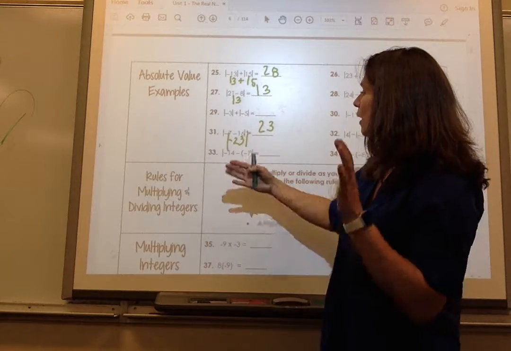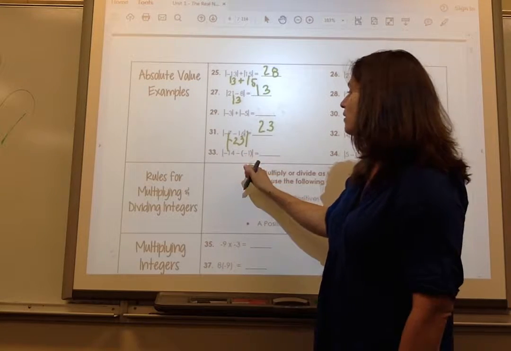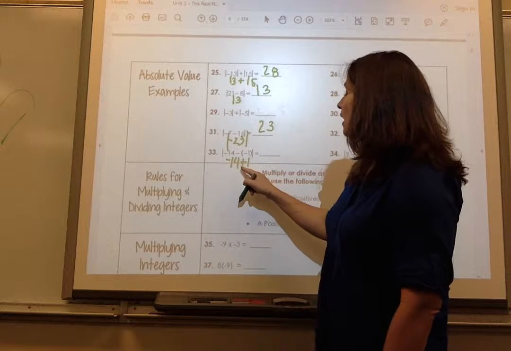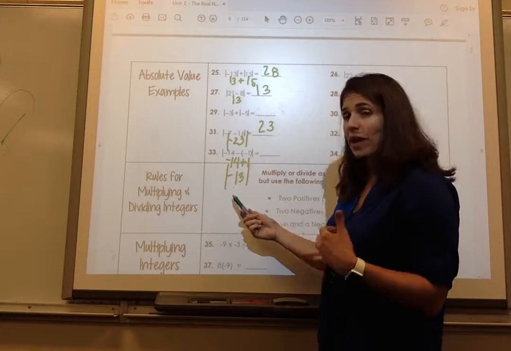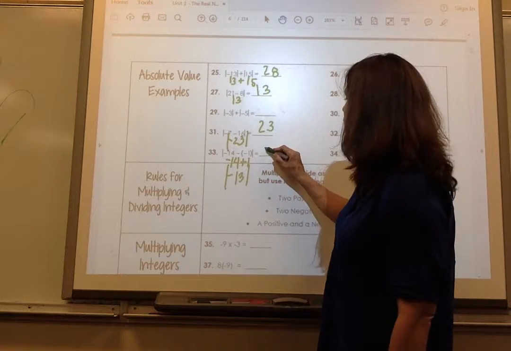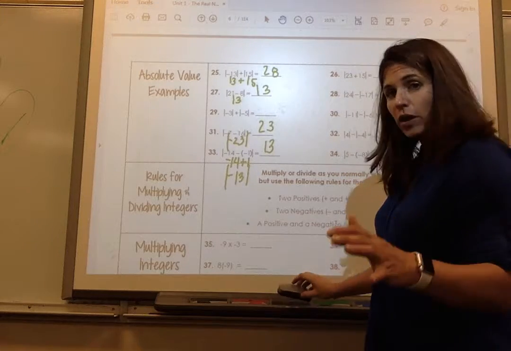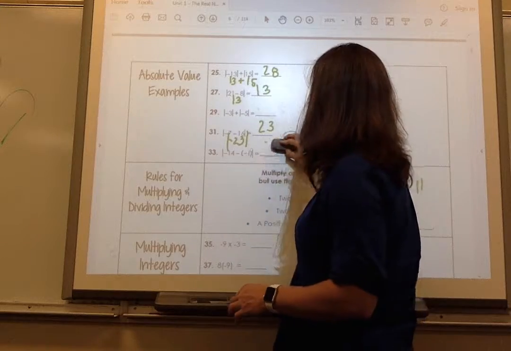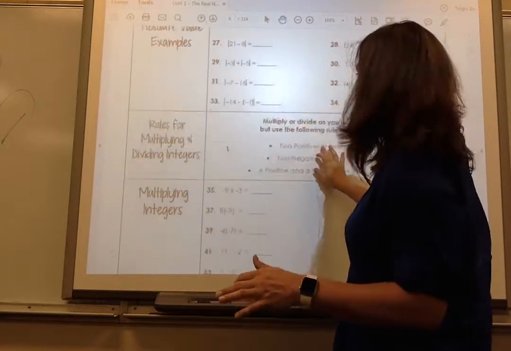So number 33, I look inside those absolute values, and I have negative 14 minus a negative 1. So I'm going to rewrite it to look like negative 14 plus 1. Negative 14 plus 1 is negative 13, but it's asking me for the absolute value of negative 13, which is just 13. Okay? So that's a quick overview of absolute value. And again, my smart board's kind of messing up. Come and see me in tutoring if you have questions about it.